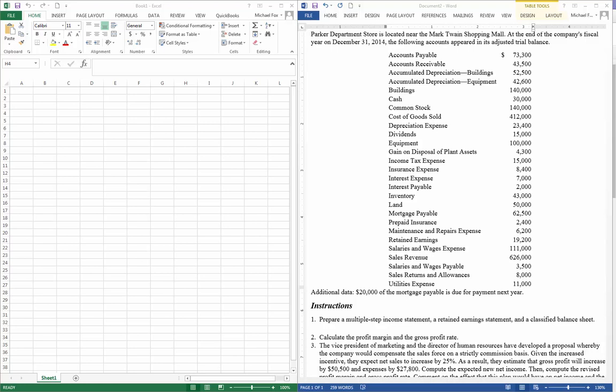Okay, this is problem 5-4B. Parker Department Store located in the Mark Twain Shopping Mall. At the end of the company's fiscal year, the following accounts appeared on the adjusted trial balance.